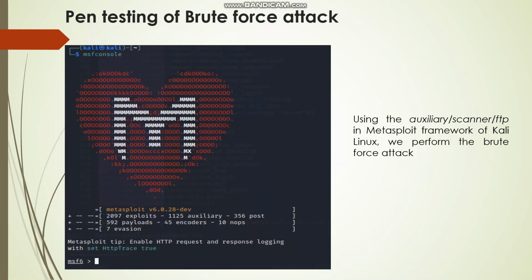The next pen testing is the brute force attack, which is a way of exploit by guessing usernames and passwords to gain access to administrative accounts, trying numerous password combinations to bypass the authentication process. We should start Metasploit and search for auxiliary/scanner/ftp to perform the brute force attack.